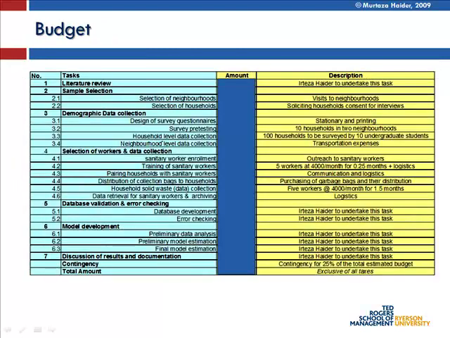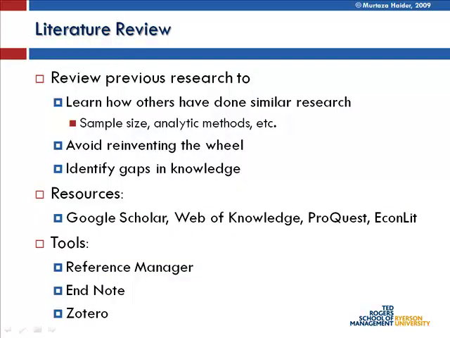Also critical is the information about the budgeting. The same tasks are identified here, and then the budget amount. And you would notice that I've been a little sneaky here. I've taken the budget amounts and I've hidden them, and then in the description of how those works would be done. So this is, again, scheduling and budgeting is part and parcel of the research process. So let's move to literature review.